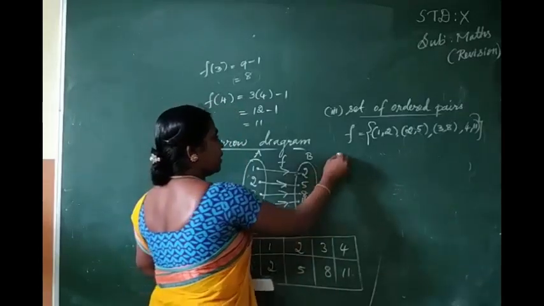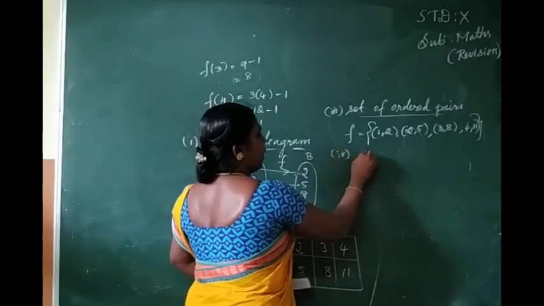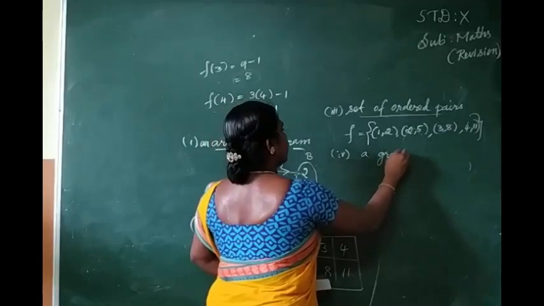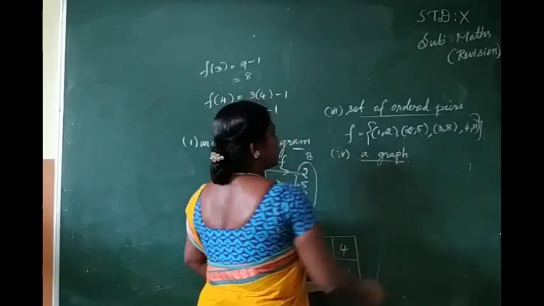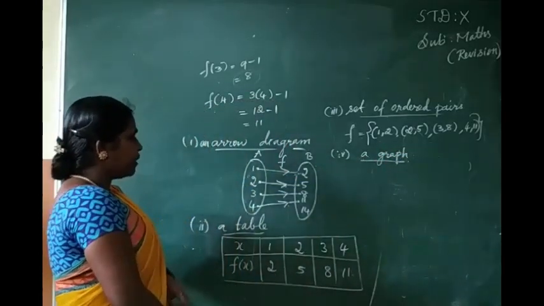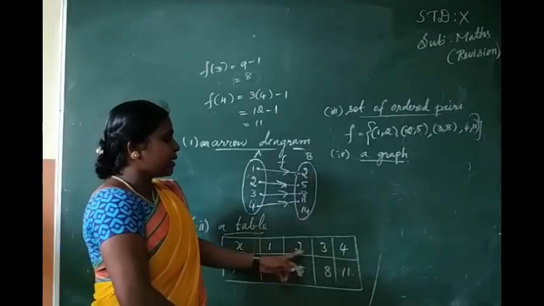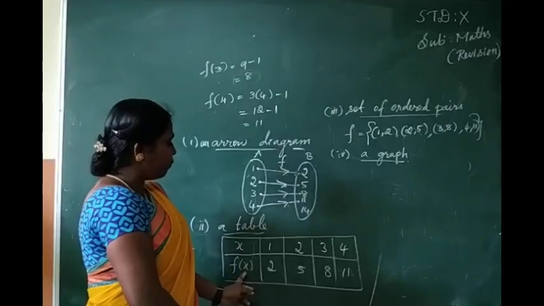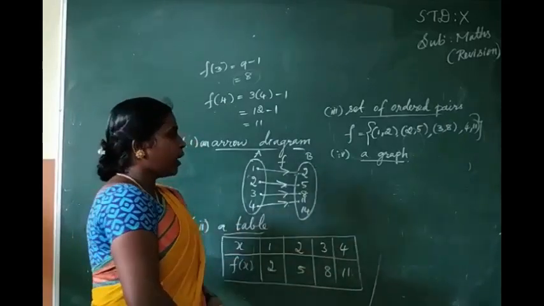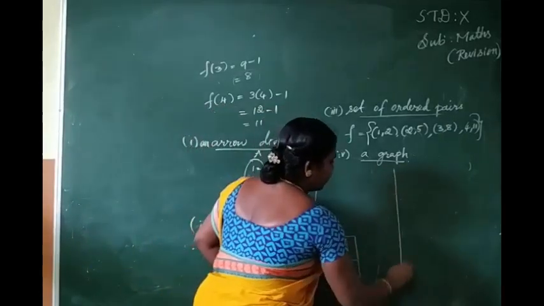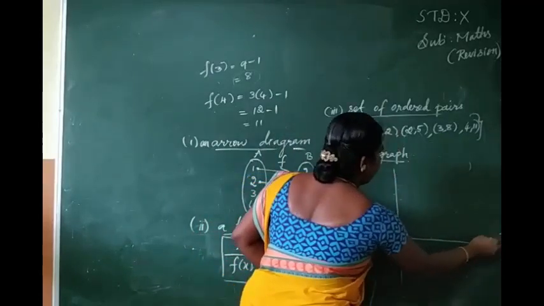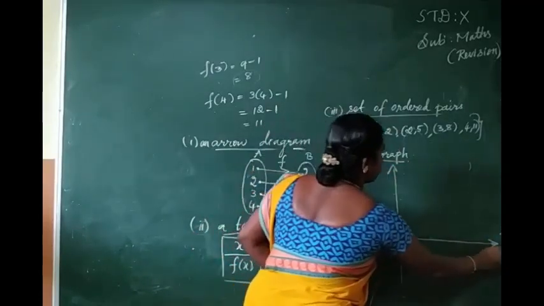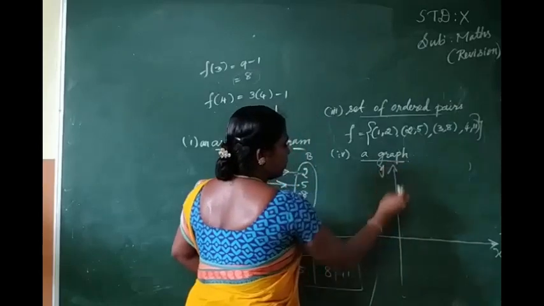Okay, next the last one is, you want to draw the graph. So the graph is also very easy. Before drawing the graph, you see the maximum value of x. Here the maximum value is 4. So the maximum value of f of x is 11. So according to that, we have to plot the points. So we have to mention the x and y axis.